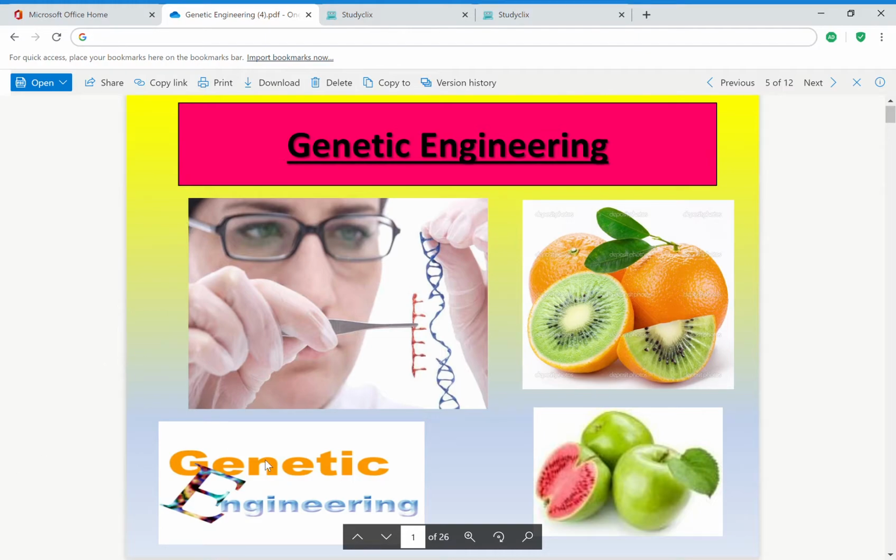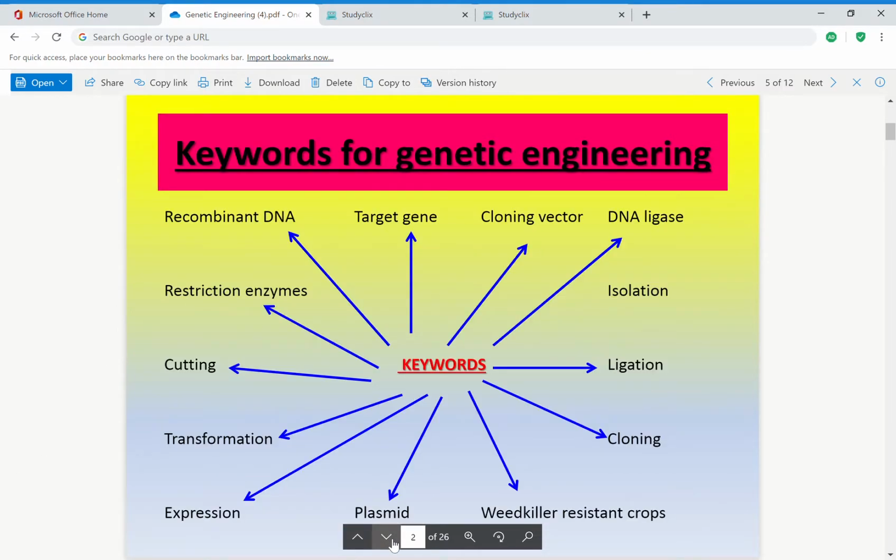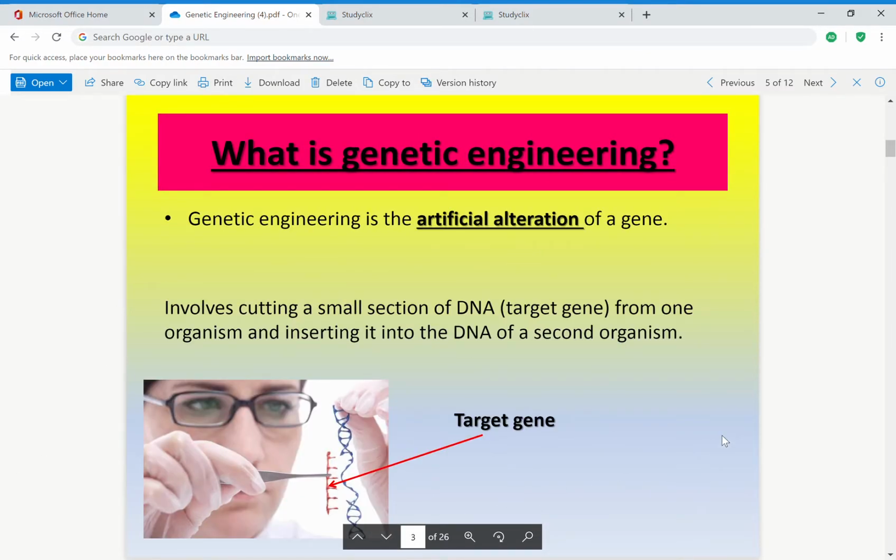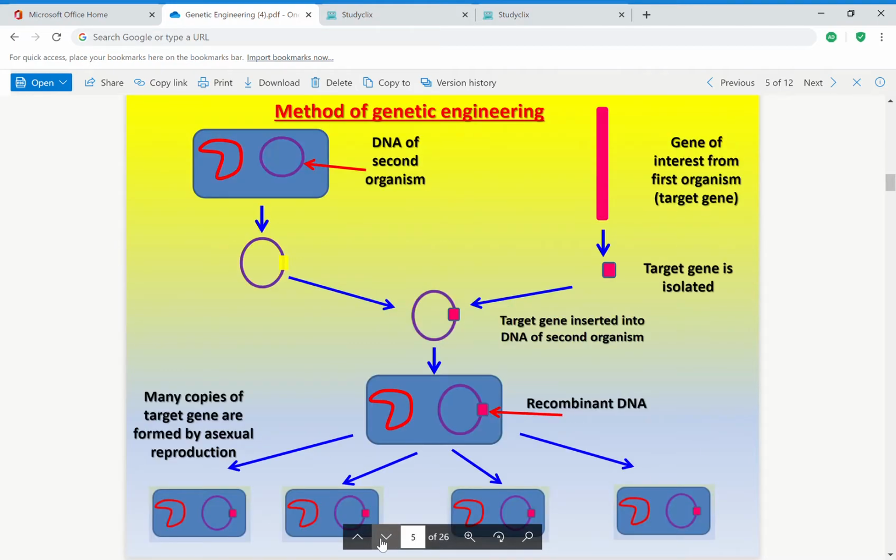So if we take a look firstly at some of the key things we need to know. Firstly, genetic engineering is the artificial alteration of a gene. Essentially, this involves cutting a small section of DNA from one organism and inserting it into the DNA of a second organism. So what you're trying to do is include one characteristic of a living thing into another.